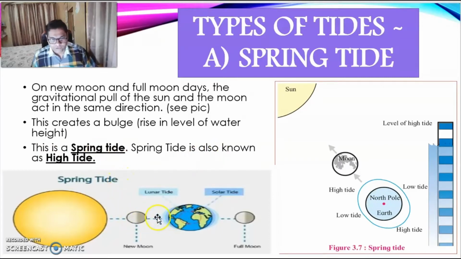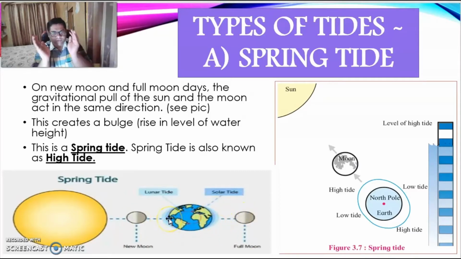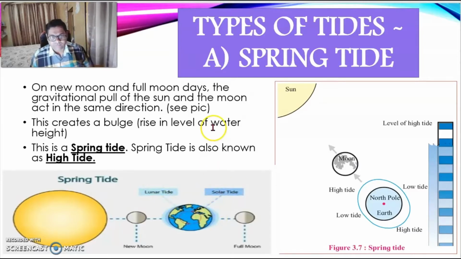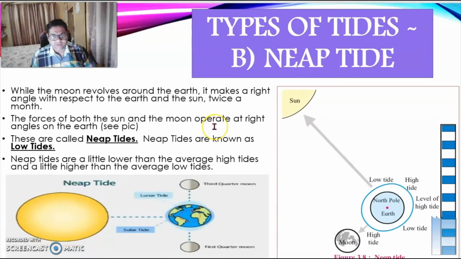Okay, look over here also. You can see the moon when there's full moon and new moon. It's all in the same direction. And the bulges are over here and over there. You can see the bulges. This is a lunar tide and this is a solar tide. Okay. Now we'll go to the next one, which is the neap tide.